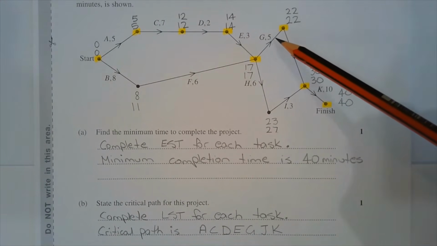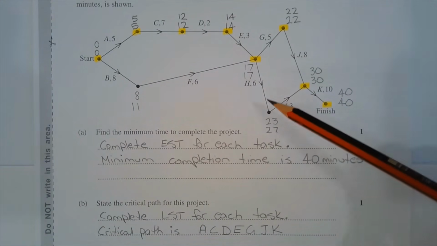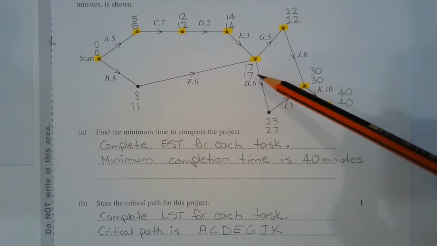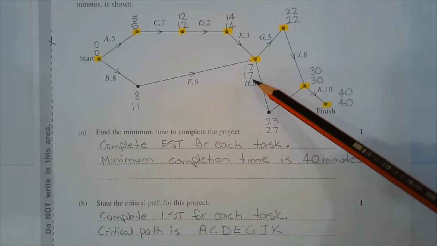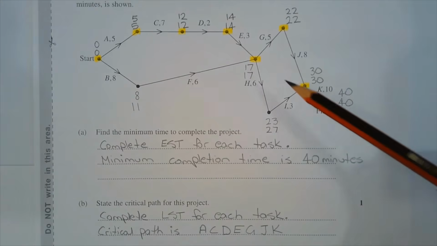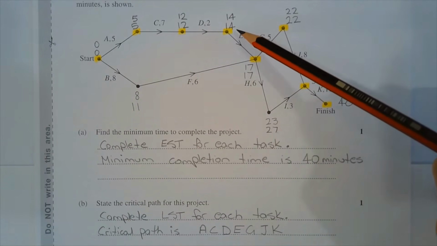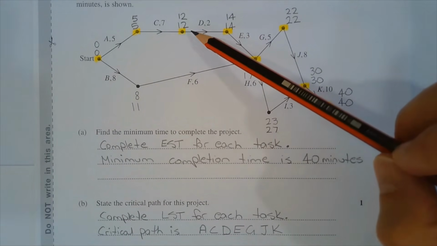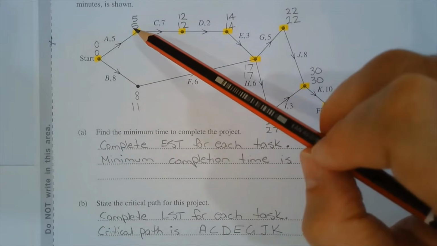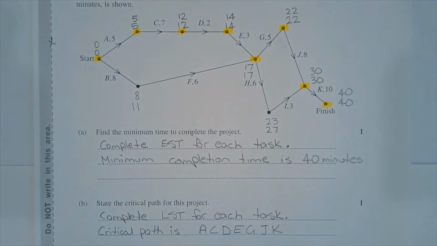22 minus 5 is 17. 27 minus 6 is 21, and the lower of the two numbers is 17. 17 minus 6 is 11. 17 minus 3 is 14. 14 minus 2 is 12. 12 minus 7 is 5. And 5 minus 5 is 0.